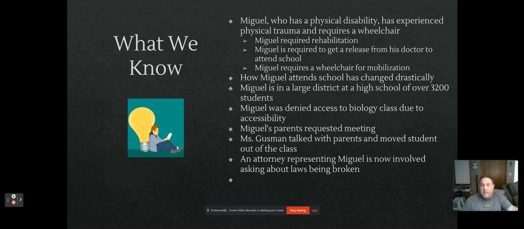What we know about this case is that Miguel has a physical disability, he's got physical trauma, probably mental trauma, and he does require wheelchair assistance. Miguel has been through rehabilitation. He's been through a lot, and it seems like he's got hurdle after hurdle to get back into school. And of course, he requires that wheelchair for mobilization. How Miguel attends school and how he participates has changed drastically, and there's a lot with that.